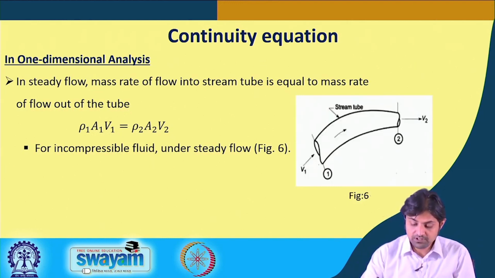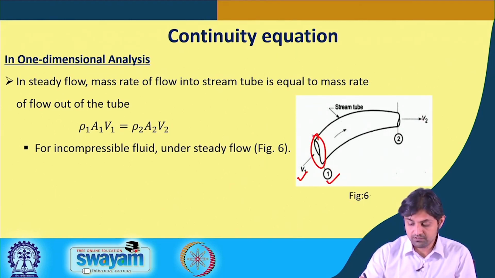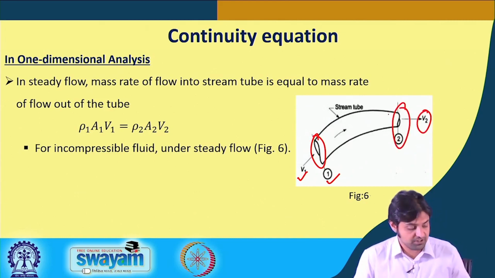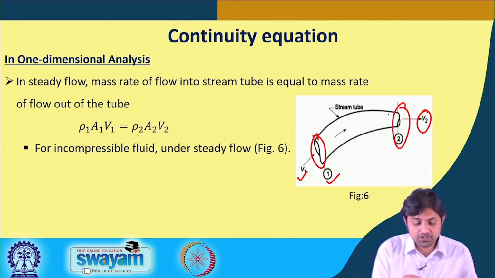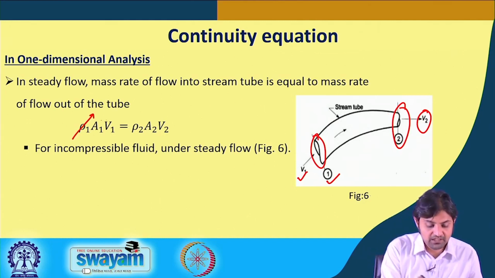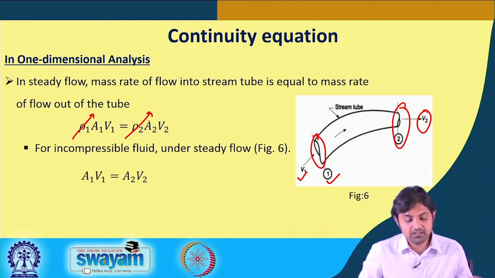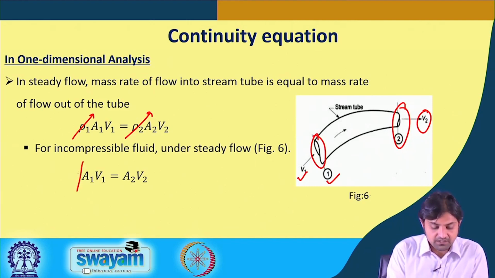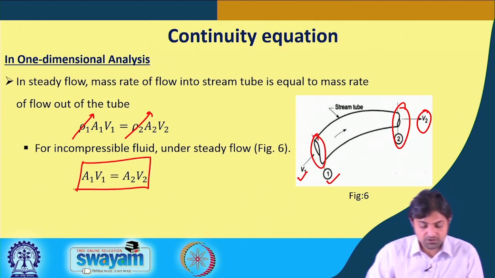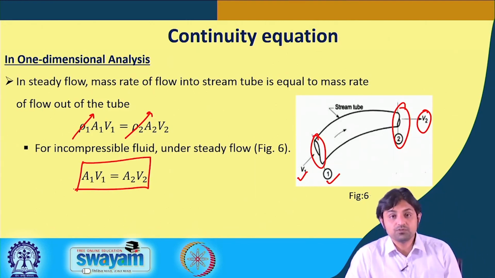So if this is the velocity V1, this is the cross sectional area A1, this is the velocity V2 and this is the cross sectional area A2, for incompressible fluid, because rho is equal on both sides, we can cancel it and simply write A1 V1 is equal to A2 V2. So this is the continuity equation in one dimension.